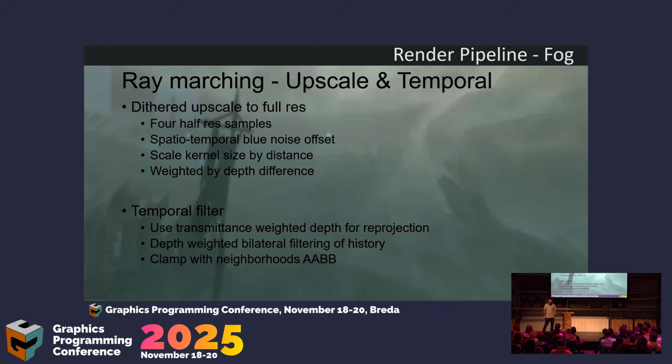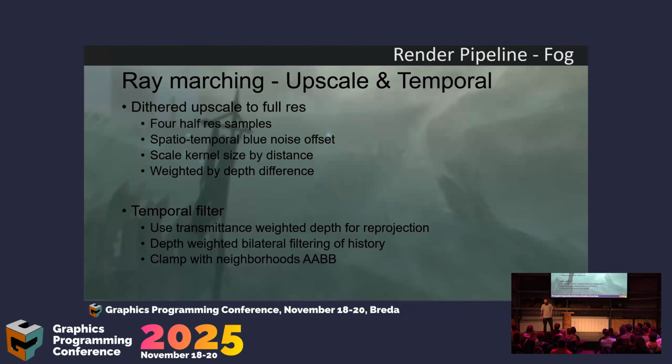Finally, we have to upscale the reconstructed image to full resolution and temporally filter the result. So we're doing a 4-sample upscale of the reconstructed half resolution texture using a spatio-temporal blue noise offset. And the kernel size of the filter is scaled by distance, so we avoid overly blurred fog in the far field. All samples are weighted by the depth difference to the full screen depth buffer to avoid wrong results by taking pixels into account that are too far away from the original pixel.